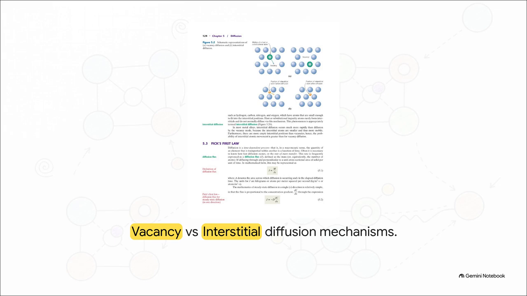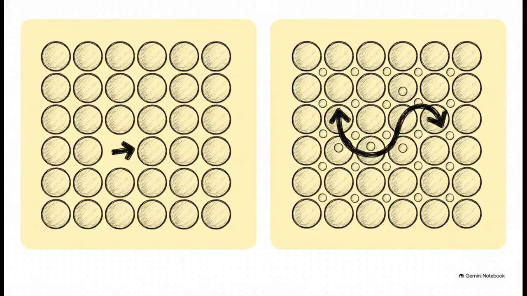Here, a much smaller atom doesn't bother waiting for a vacancy. It simply squeezes itself into the tiny empty spaces, the interstices, between the larger host atoms. So the absolutely crucial point here is comparing these two. Vacancy diffusion relies on host atoms swapping places with adjacent empty lattice sites. Interstitial diffusion relies on smaller atoms squeezing between the host atoms.